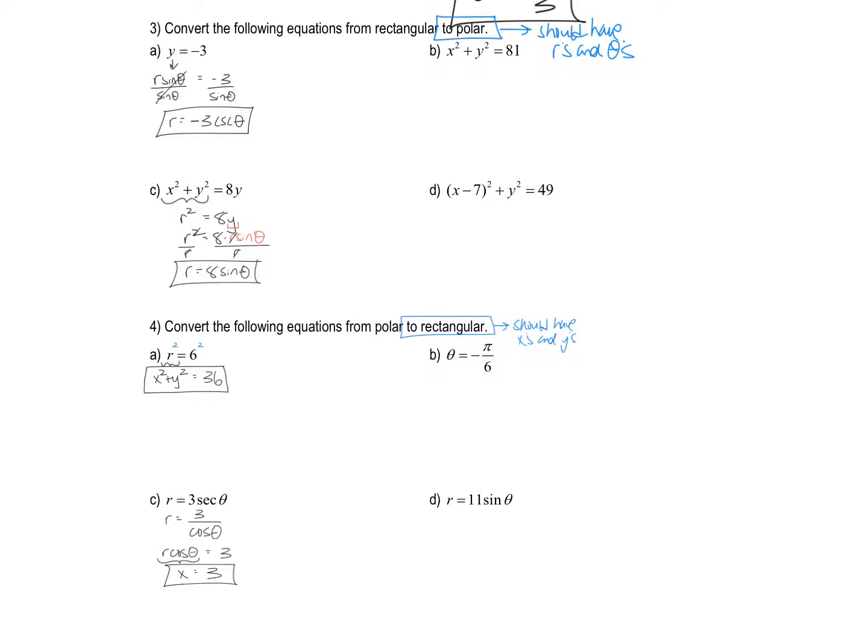Okay, and then the last one, r equals 3 secant theta. I changed the secant theta into 1 over cosine theta, and then I was able to cross multiply there, and then I recognized r cos theta as x. This is similar to doing an identity problem. So a lot of the strategies and a lot of the mind exercises we did last semester are going to be really helpful this semester, okay?